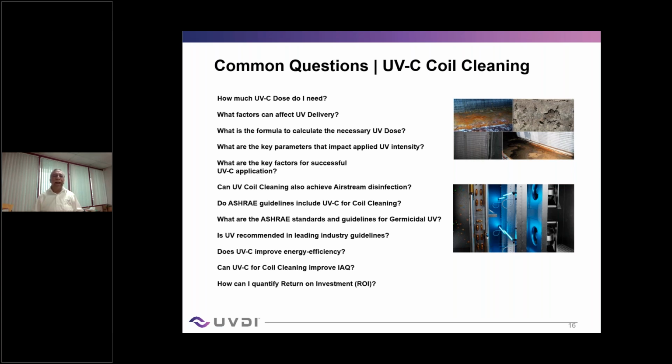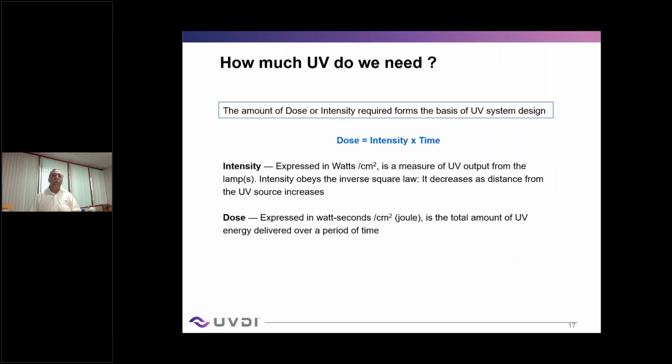What are the main factors to implement properly? If I do coil cleaning, am I also getting airstream disinfection? How does that work? What are the current guidelines and standards related to coil cleaning? And then what is my ROI? So let's dig into some of these questions, not all of it, but I would like to get questions from you related to this topic.